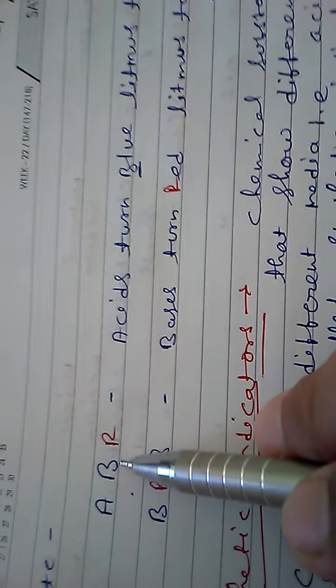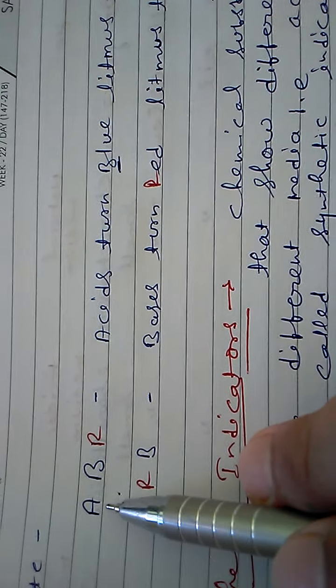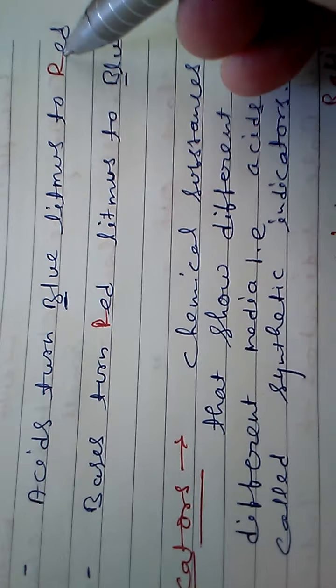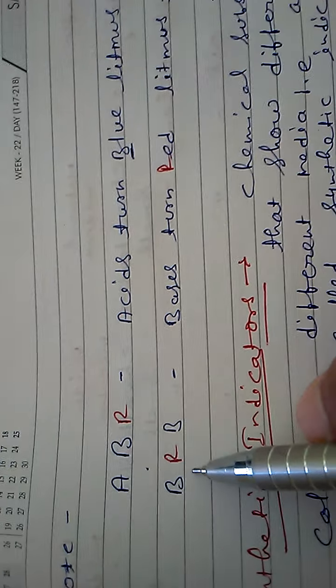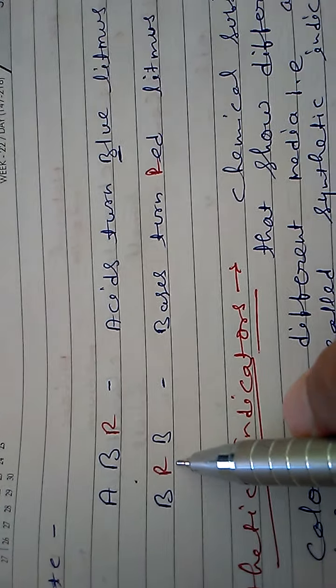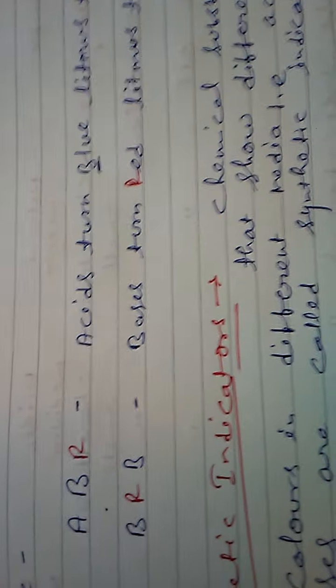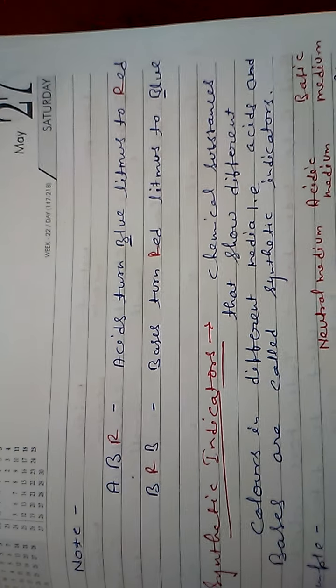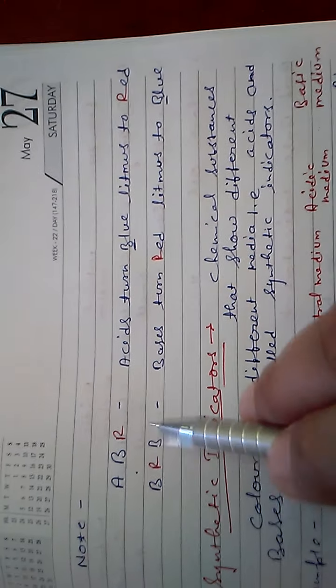This is ABR: acid, blue, red. What does it mean? It means acids turn blue litmus to red. Acids turn blue litmus to red. Second one is BRB, which means bases turn red litmus blue. It's very easy to remember. Always remember ABR and BRB.